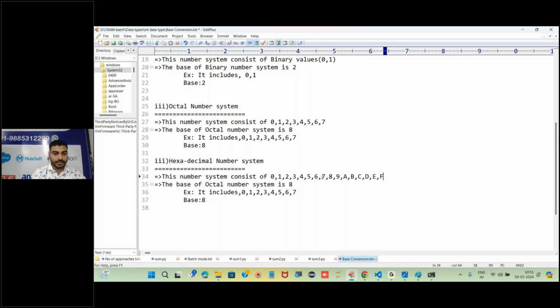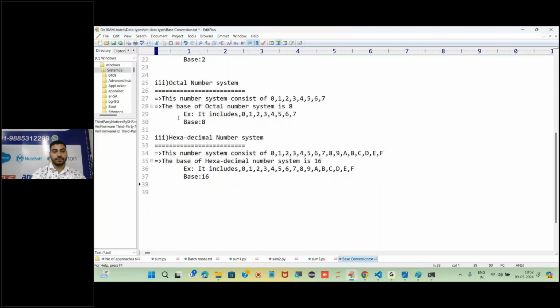Okay, fine. The base of the hexadecimal number system is what? 16. Okay, and it includes these numbers. This is 16. Everything is the same. Now I'm going to show you how it works when it comes to programming. So this is the fourth one.